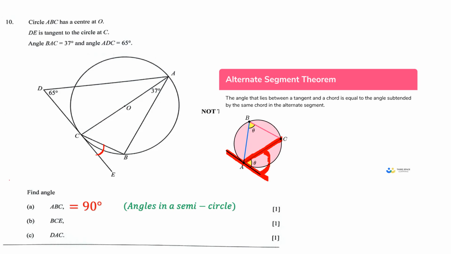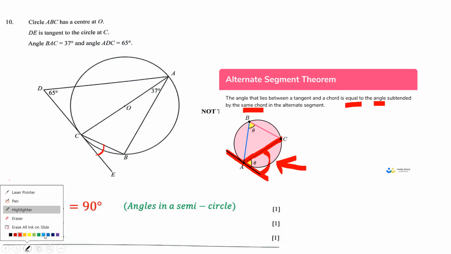is formed between the tangent line and the chord, the same angle right there, theta. That same angle is going to be equal to the angle subtended by the same chord in the alternate segment. So if we look carefully, what is that chord? This is the chord, right? And what is the angle subtended by the same chord?